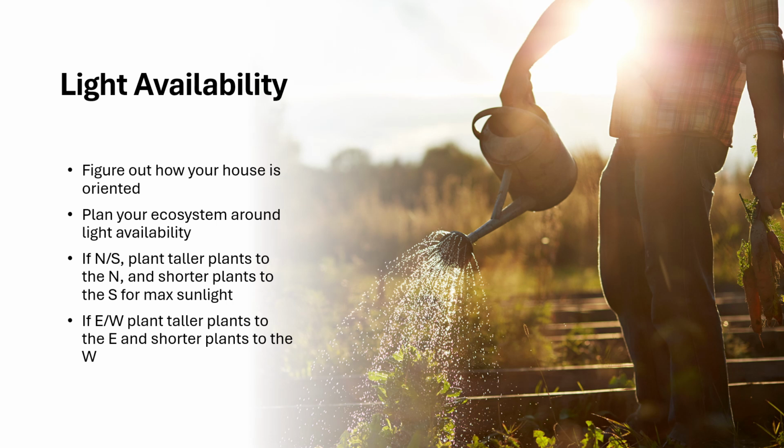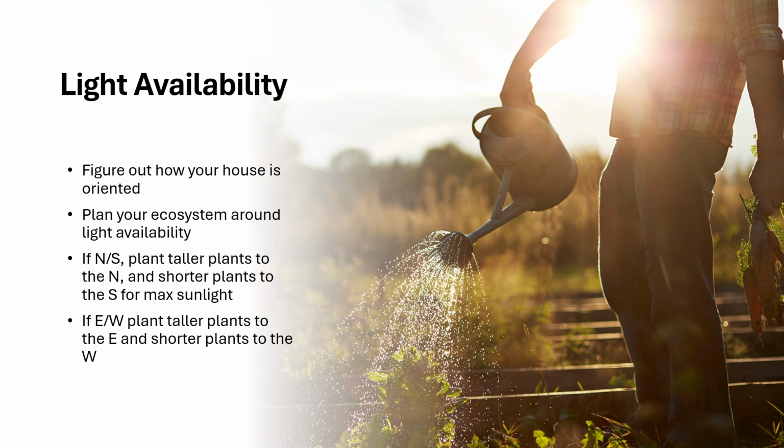So let's talk about light availability. Each plant is going to be different, but like I said, with most of our edible crops, you're going to want 8 hours of sunlight. The first step you're going to want to take is to figure out how your house is oriented. For example, my house is oriented north-south, which means my garden plan is with my taller plants to the north and my shorter plants to the south for maximum sunlight for all of my plants.